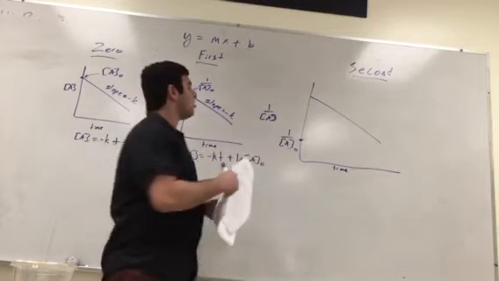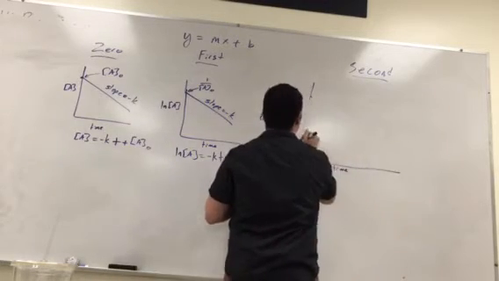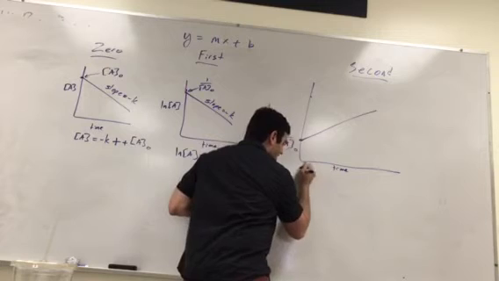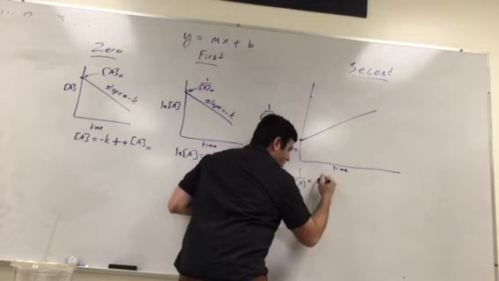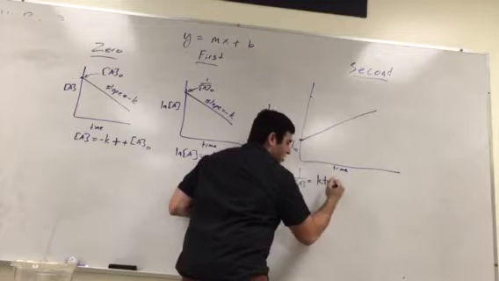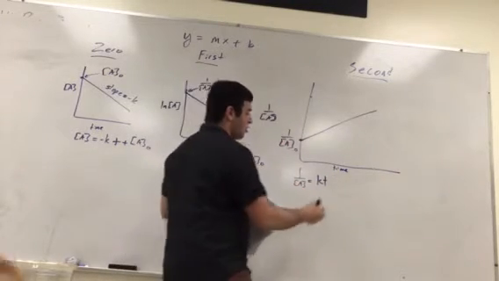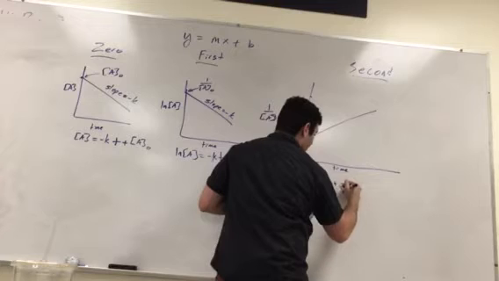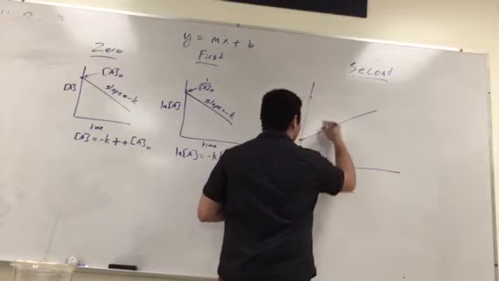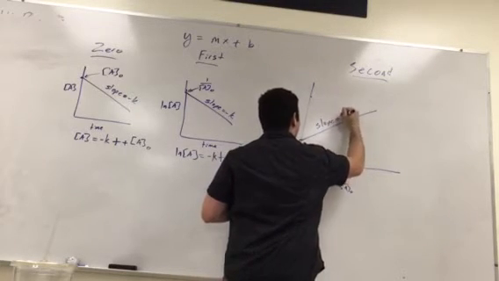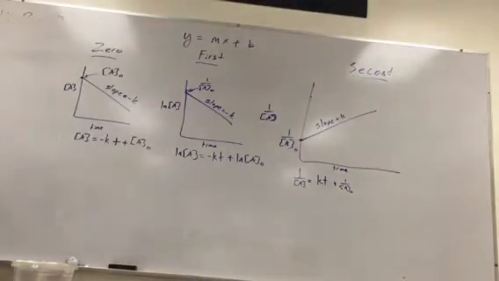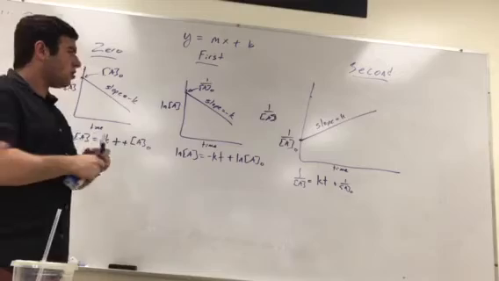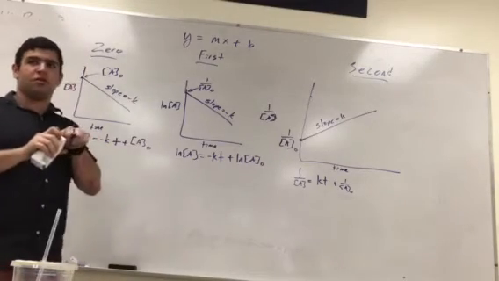Yeah? Okay, but this is going to be upward. So for the y-axis, it's going to be 1 over A equals kt, positive kt, because it's an upward slope, plus 1 over A naught, slope equals k. Any questions so far?